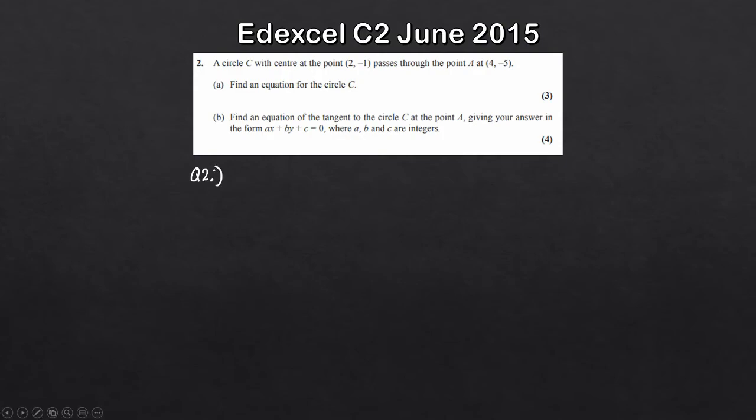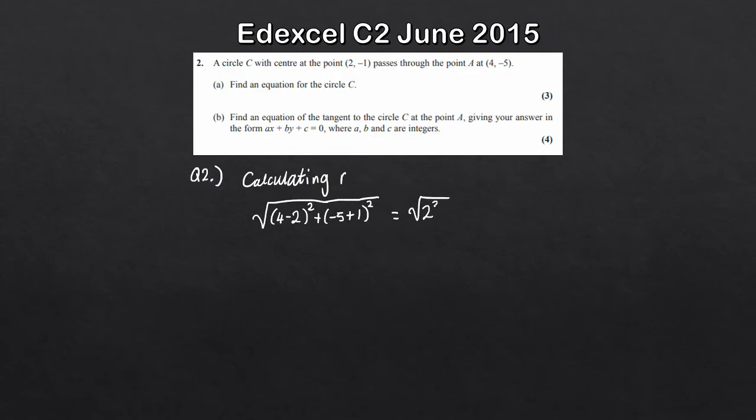For part A, we've just got to find the equation of the circle C. So very standard. I think it was pretty much the first one we did in this video. All I'm going to do is work out the distance between (2, -1) and (4, -5), because that's my radius. So calculating R, that's going to be (4 minus 2) all squared plus (minus 5, so it's minus 1, so that'll be plus 1 there) all squared. So what would that give us? Well, that's going to give us 2 squared there. And this would give us plus (minus 4) all squared.